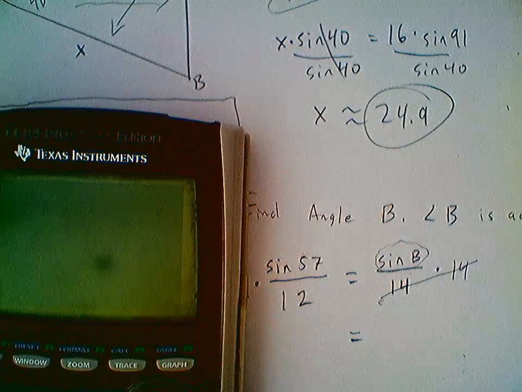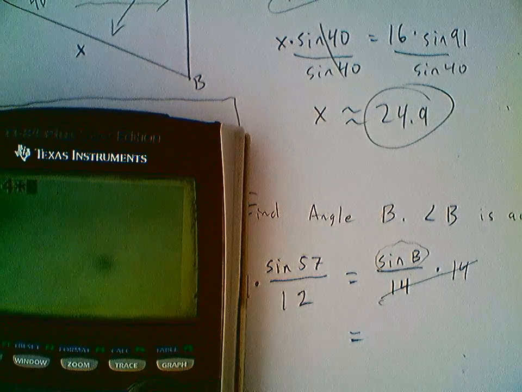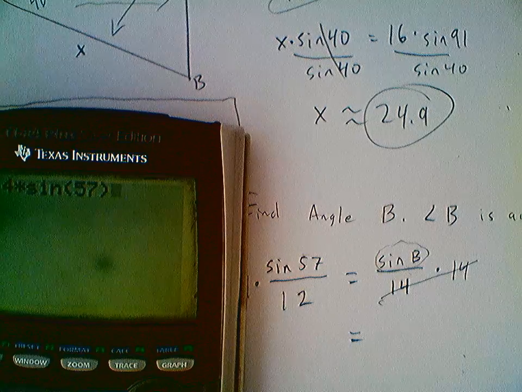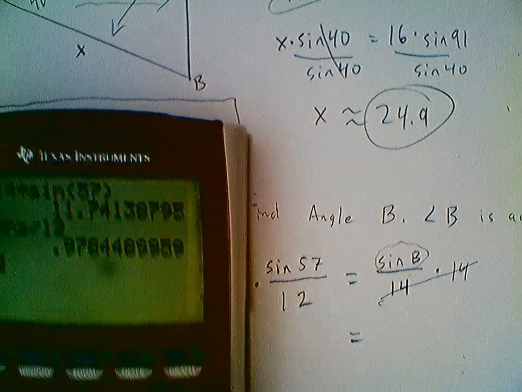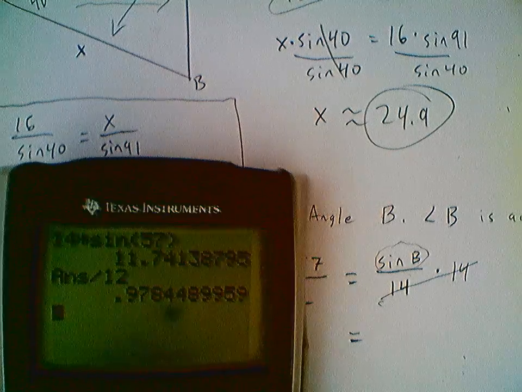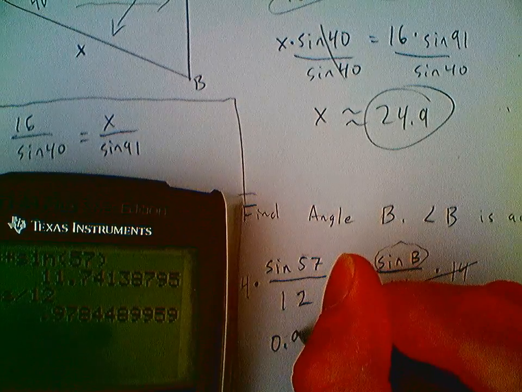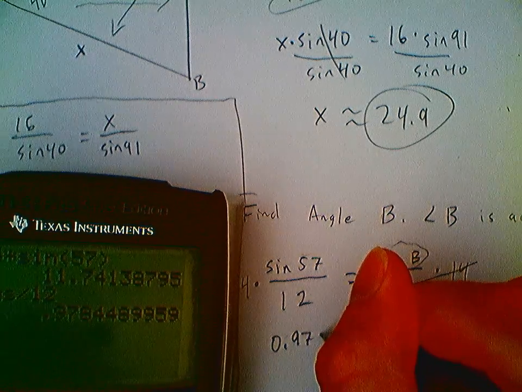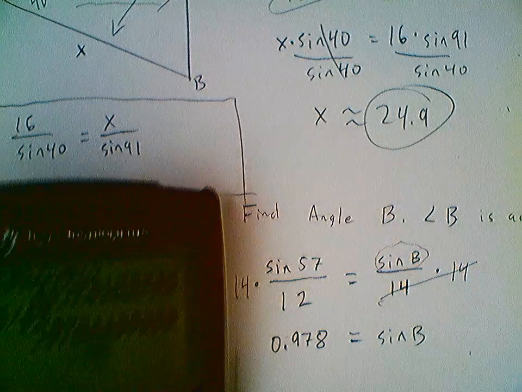So on the left hand side we've got 14 times sine of 57 divided by 12. So we've got about 0.978 equals sine of B.